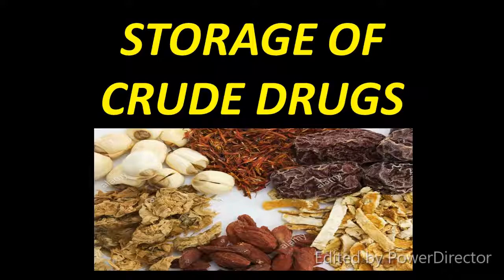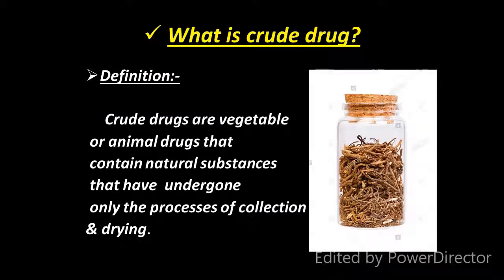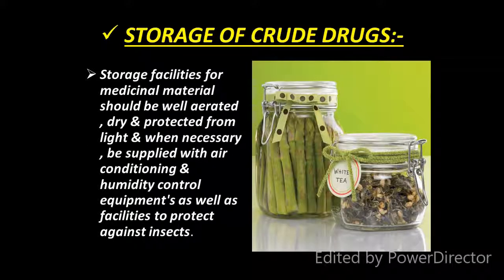Today's topic is storage of crude drugs. So let's start. In this slide, we have to know what a crude drug is. Definition: crude drugs are vegetable or animal drugs that contain natural substances that have undergone only the process of collection and drying.